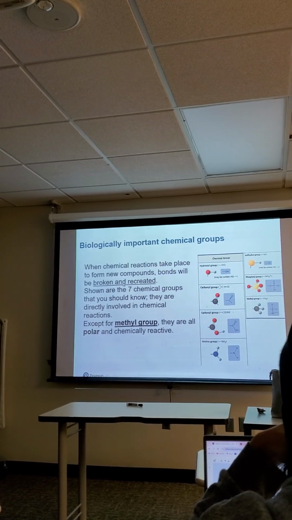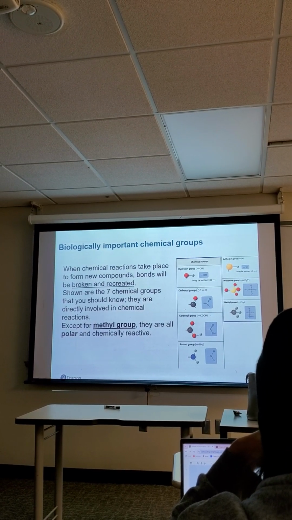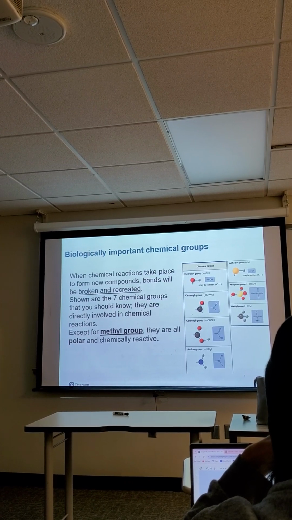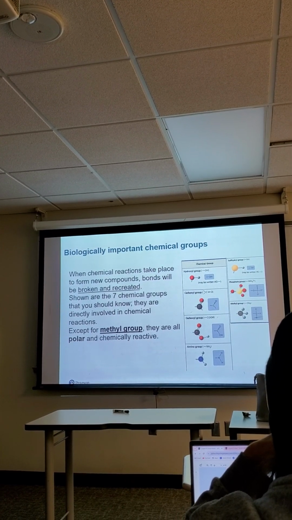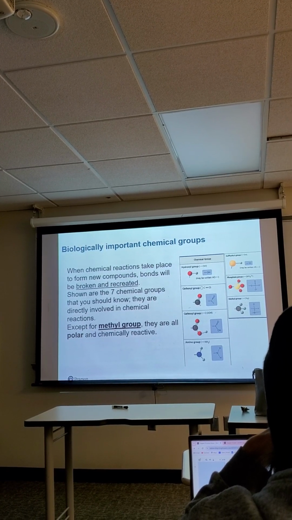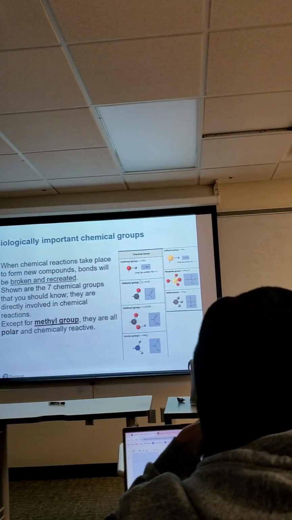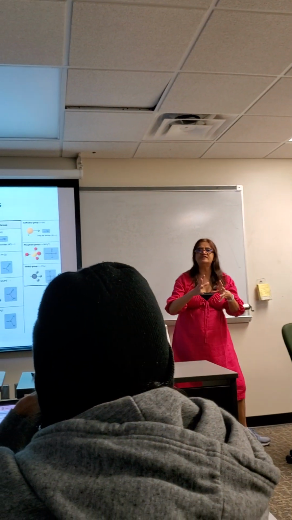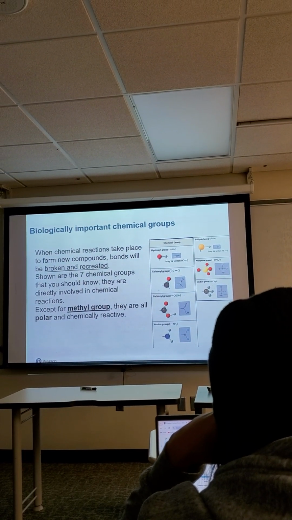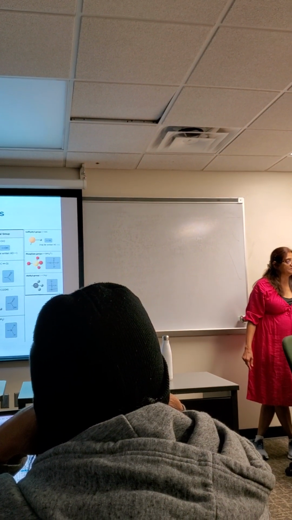Some biologically important chemical groups. These are also called functional groups. You will have to remember these 7 important chemical groups. When chemical reactions are taking place, you can form new compounds and you can also break down one compound and form another compound. That's when all these compounds are involved, and that's why you have to know all these different functional groups or chemical groups.